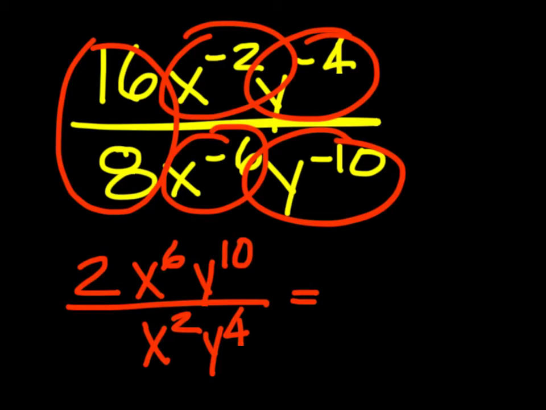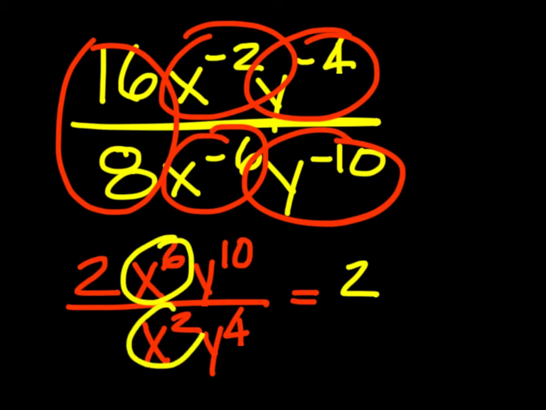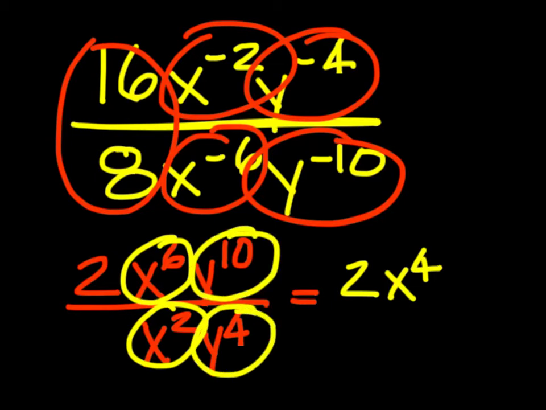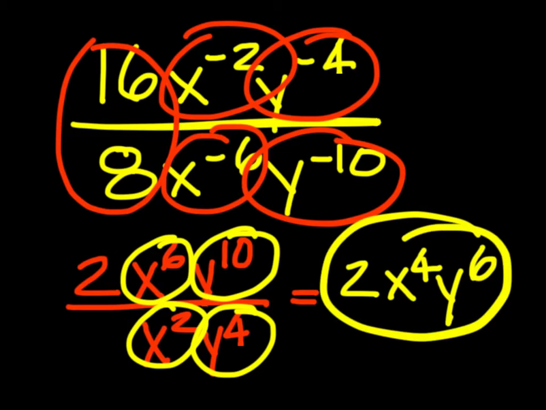From there you have to simplify. Your 2 stays, but x to the 6th over x to the 2nd is x to the 4th on top, and y to the 10th over y to the 4th is y to the 6th on top.